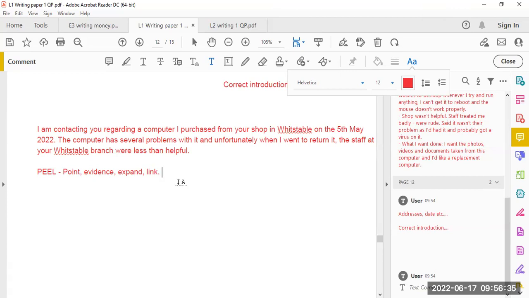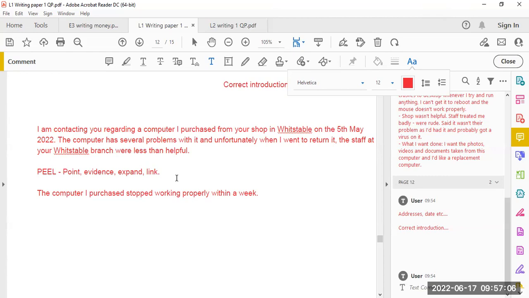I need to persuade this guy that the computer breaking is a problem. Before I start talking about the shop and the staff there, I need to say that the computer breaking is a problem. So I need to provide some evidence. So I'm going to start with the PEEL thing, which is my point. Computer I purchased stopped working properly within a week. Okay, good point. Fair enough.